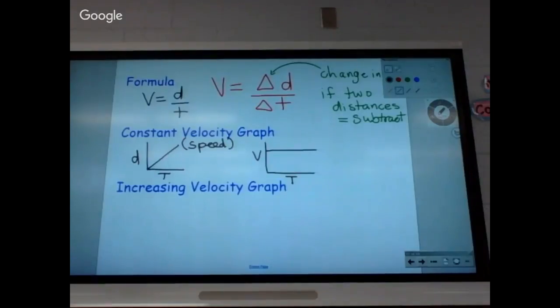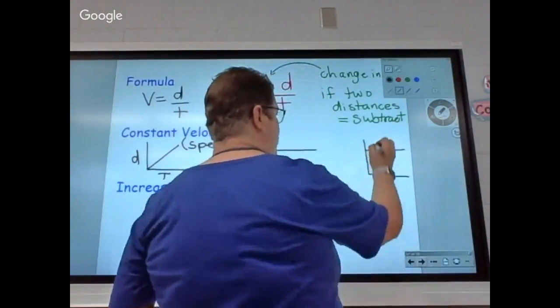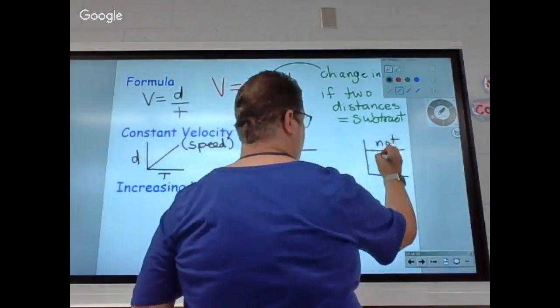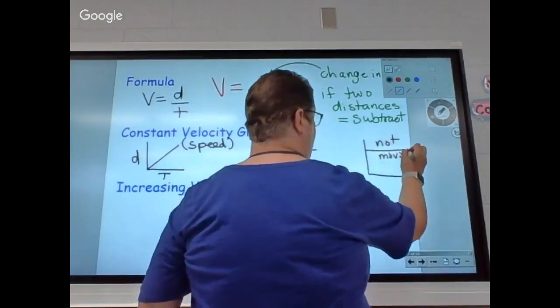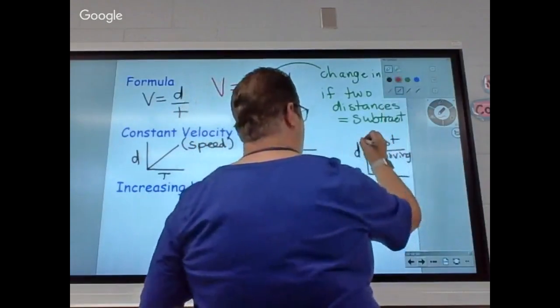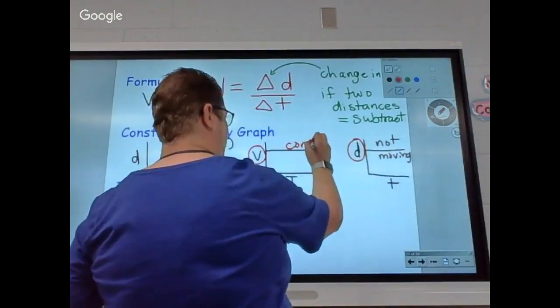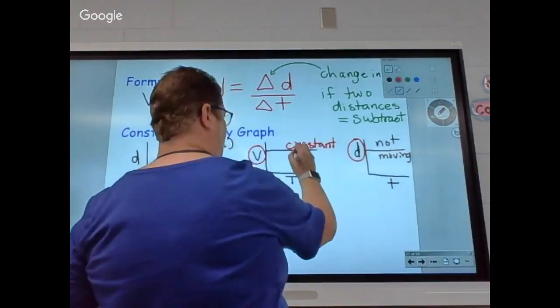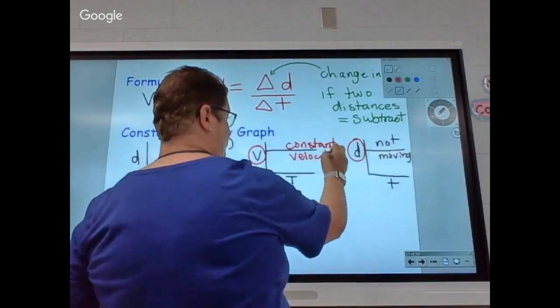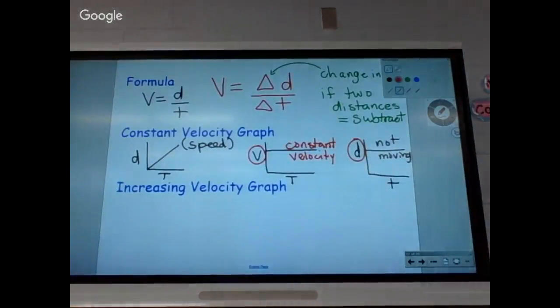Now, how is that different from the one that we drew that was not moving? That one had D and T. This is why I'm telling you guys, you have to make sure you label the X and Y axis. Because if you don't label the X and Y axis, does your graph tell me anything?